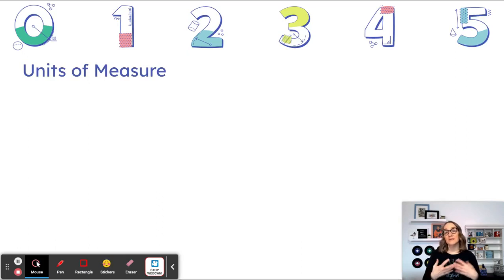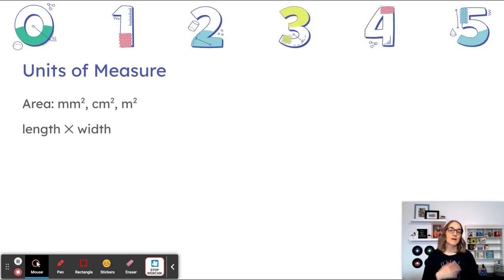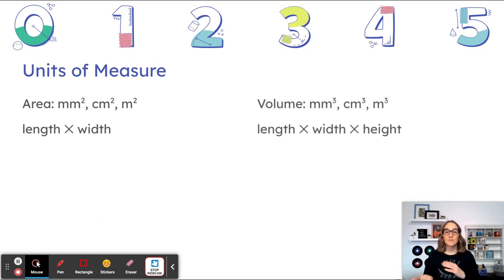Let's think about the units that we use to measure area. We use millimeters squared, centimeters squared, meters squared, or we can say square millimeters, square centimeters, square meters, and so on and so on. Now we know that the squared part means we're measuring two dimensions, in this case, length times width. And for volume, we use cubic units, cubic centimeters or centimeters cubed, and the same with cubic millimeters, cubic meters, and so on and so on.